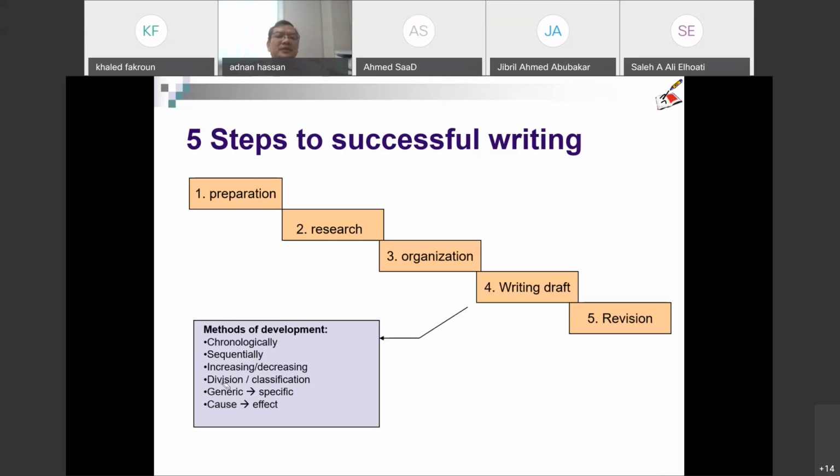Another way of writing is division or classification. Can you give an example? Writing starting with a classification or division approach rather than chronological. Have you come across writing that is classified in terms of categories? You follow me? Yes, we follow, sir, but I didn't encounter any such paper.